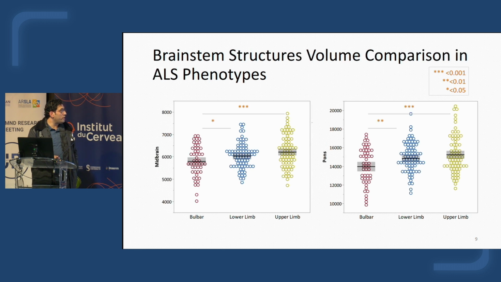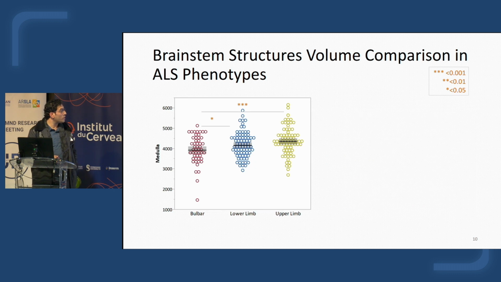When looking at the atrophy pattern between the bulbar onset ALS and lower and upper limb onset ALS, we see the same pattern at the midbrain level, pons, and medulla.